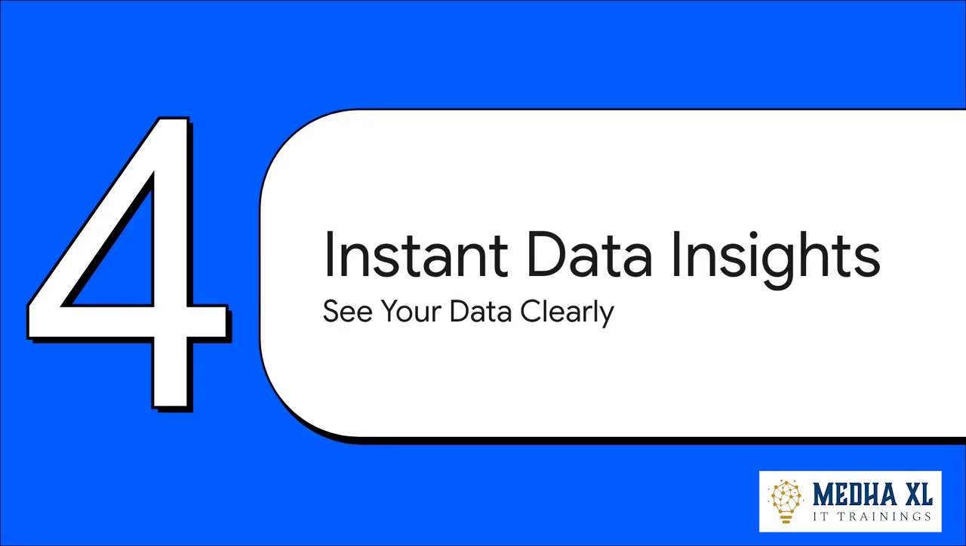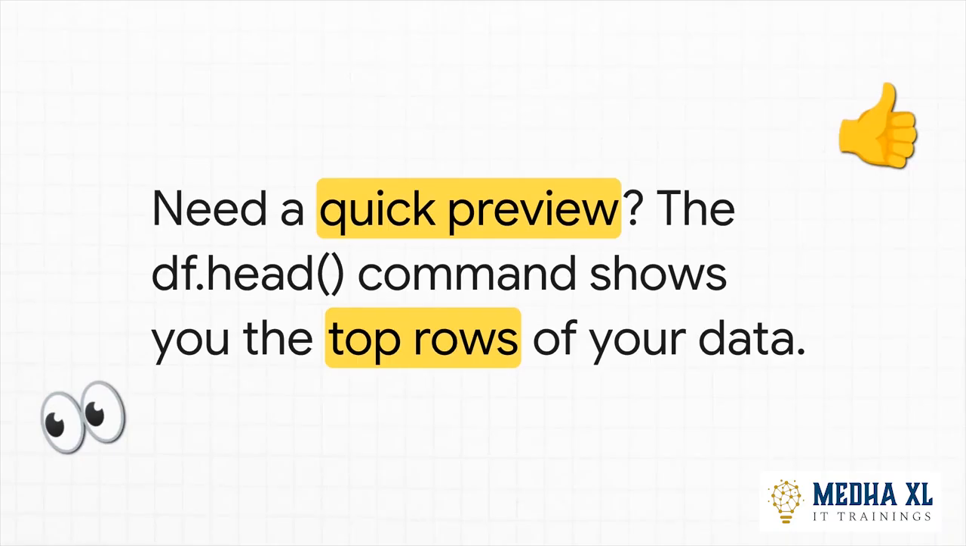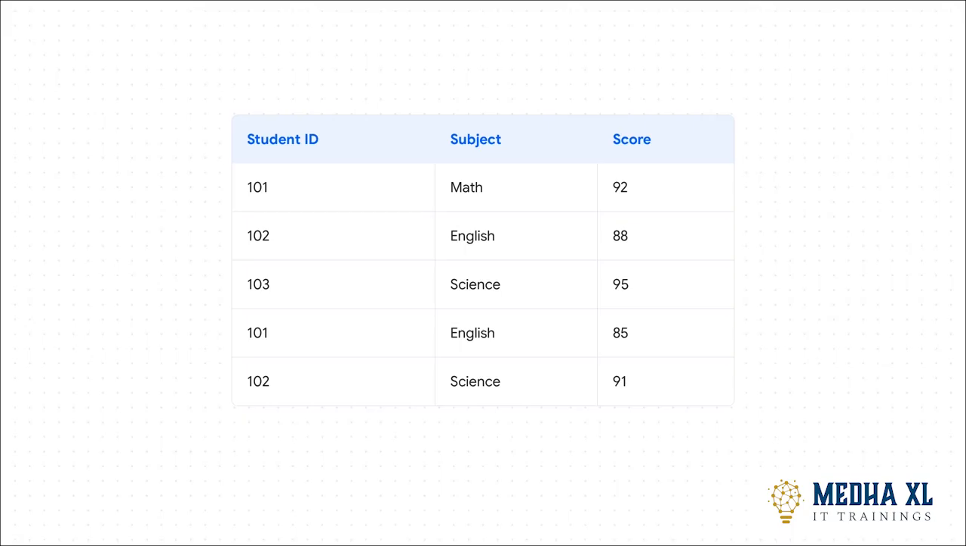But look, getting the data into a clean table is just the beginning. The real power comes when you start asking questions and getting immediate insights from our new data frame. So once our data is loaded, the first thing we almost always want to do is just get a quick feel for it. We don't need to see all 1,000 rows at once. And for that, we use a super simple command, df.head. And here's the output. The head command just shows us the top 5 rows. It's the perfect way to quickly check that our data loaded correctly, see the column names, and just get a sense of it all without being completely overwhelmed by the entire dataset.